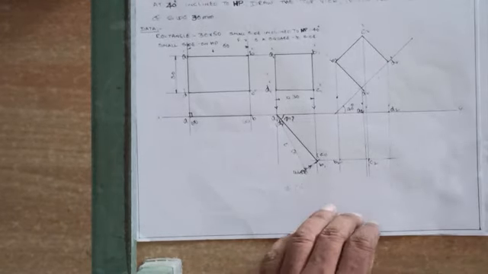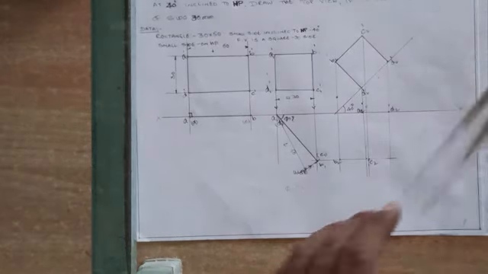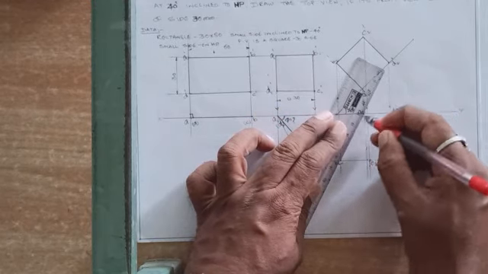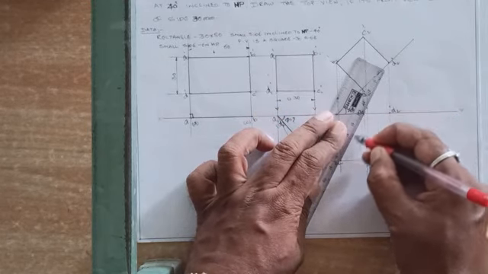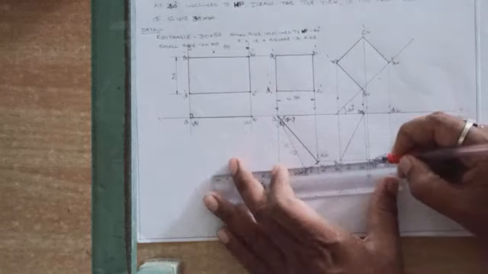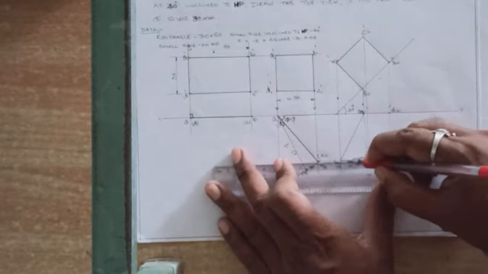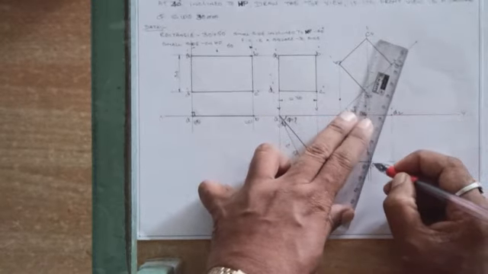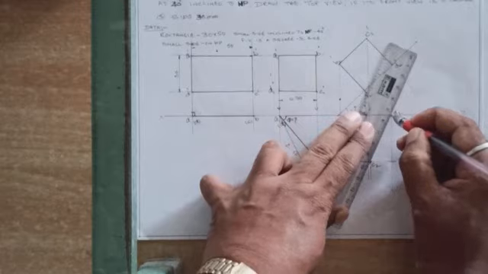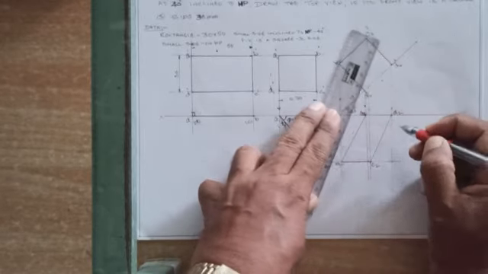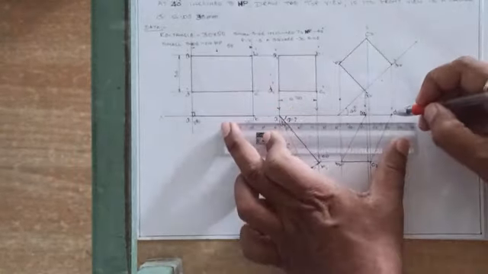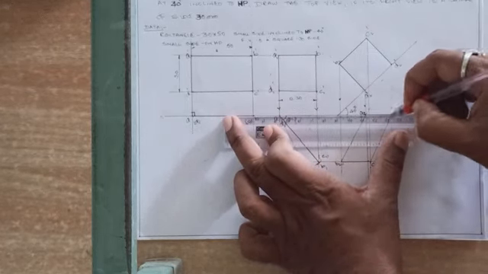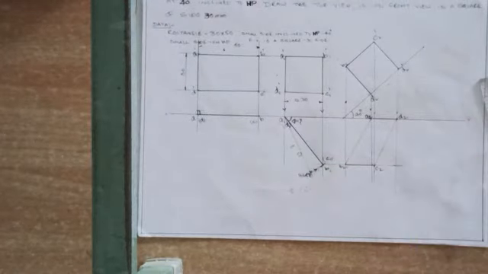Now finally you have to join all these points in order. Now I am joining A2 B2, then B2 C2. See, in order, don't be confused. Then C2 D2. Now again A2 D2, it is already on the axis line. Now that finishes the drawing.